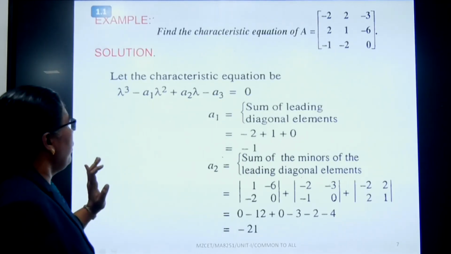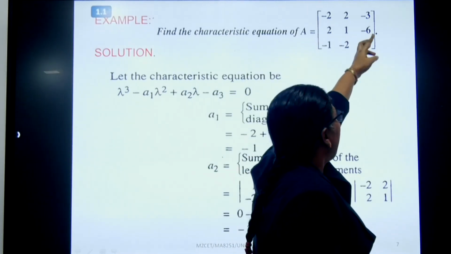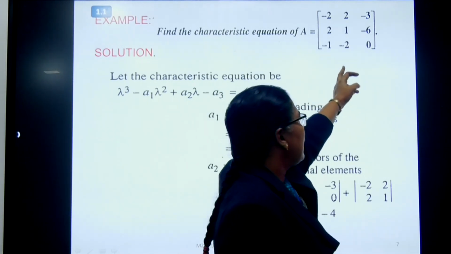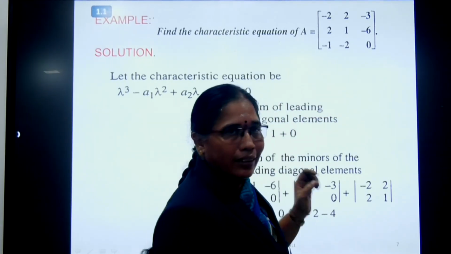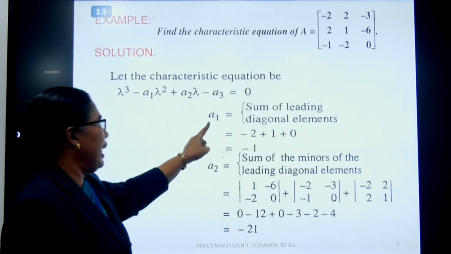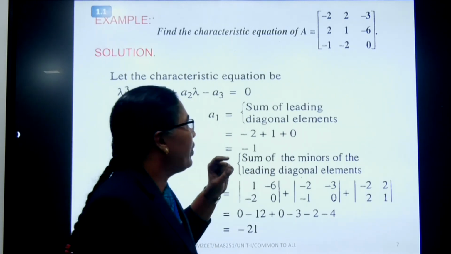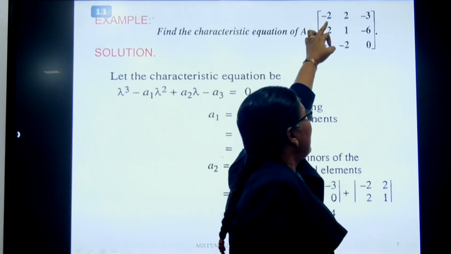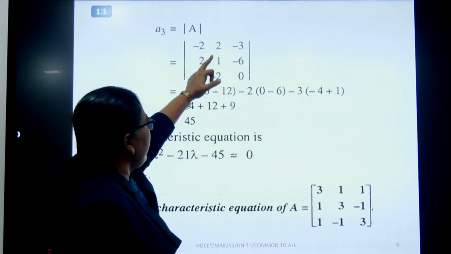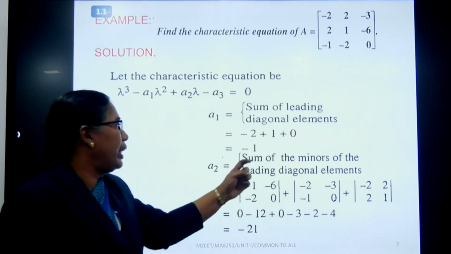For example, now we consider the matrix A equal to minus 2, 2, minus 3, 2, 1, minus 6, minus 1, minus 2, 0. This is a 3 cross 3 matrix. For the 3 cross 3 matrix, A1 is nothing but the sum of the leading diagonal elements. Sum of the leading diagonal elements means minus 2, 1, 0. So I am adding these elements. I am getting minus 1.